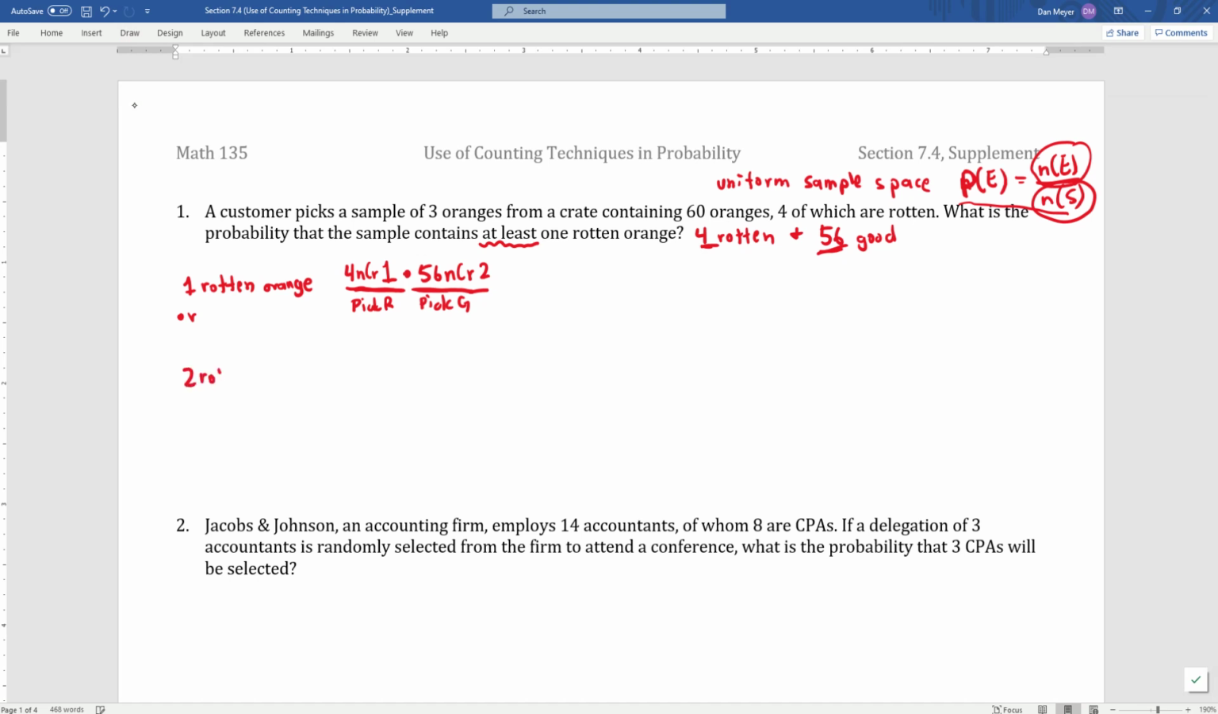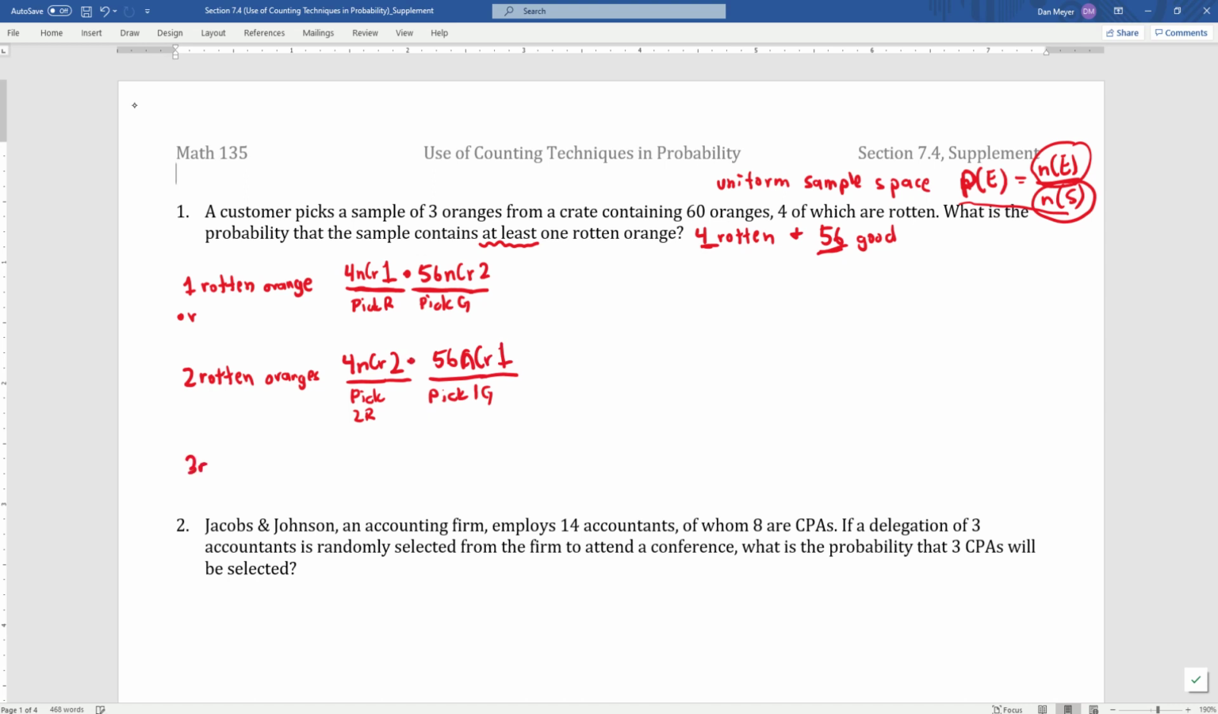If I've got 2 rotten oranges, in my first stage here, I've got to pick 2 rotten oranges. And then in the second stage, I need to pick 1 good orange. For 2 rotten oranges, I've got 4 rotten oranges to choose from, and I'm going to pick 2 of them. For the one good orange, I've got 56 good oranges to choose from, and I've got to pick 1 of them. Or again, you could just call that 56, but we're just finding a consistency in the setups here.